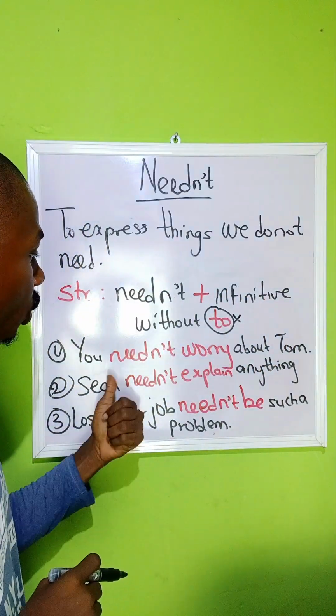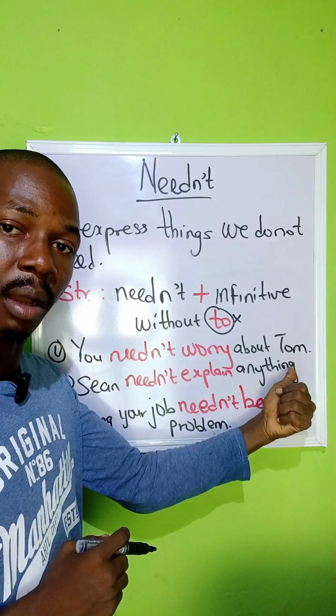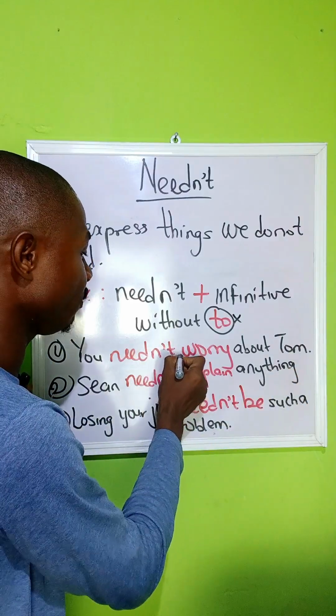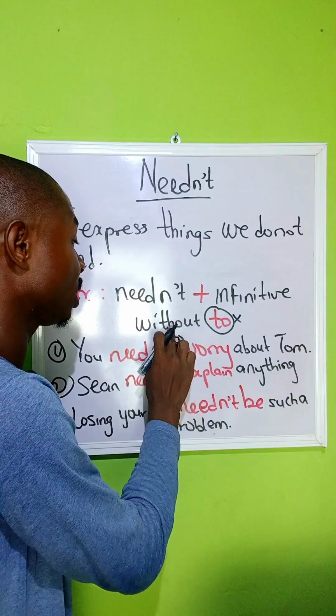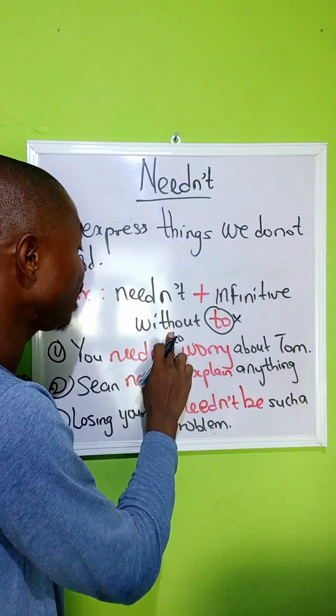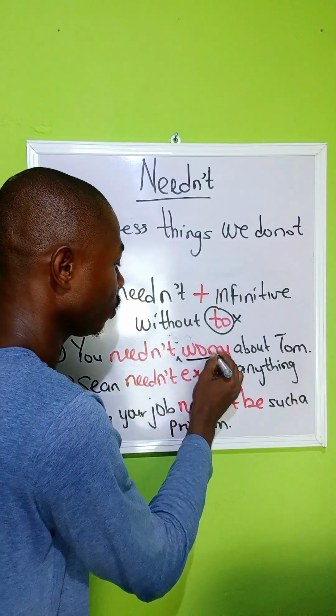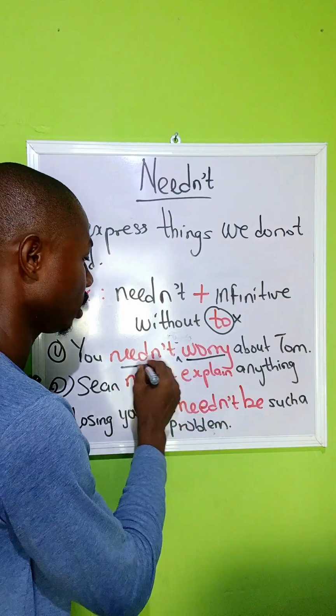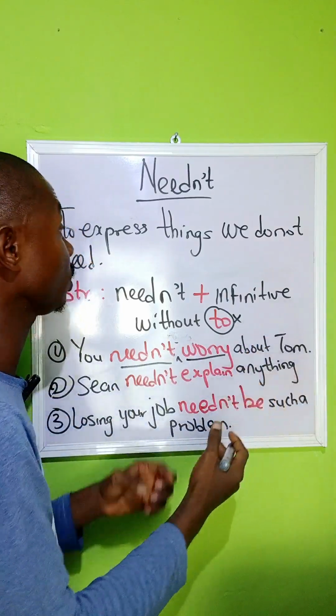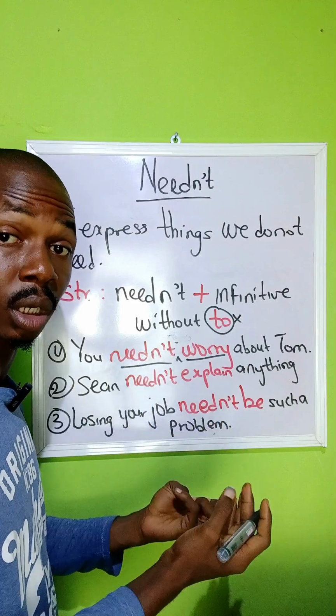Now, needn't plus the infinitive form of the verb without to. For example, you needn't worry about Tom. If you say you needn't to worry, that's going to be incorrect because this is the structure: needn't without to, plus the infinitive form of the verb worry. You needn't worry about Tom means you don't need to worry.